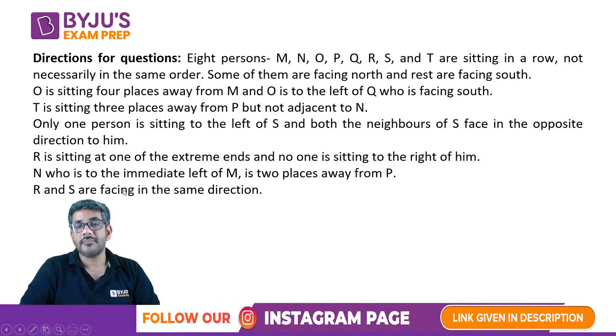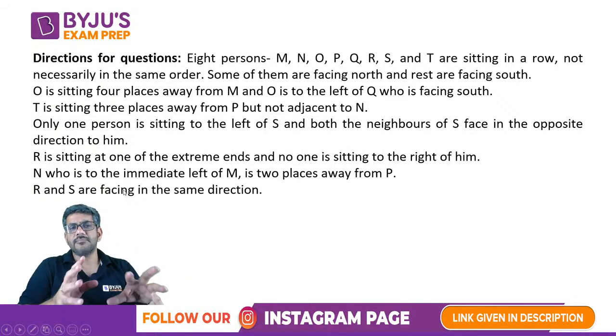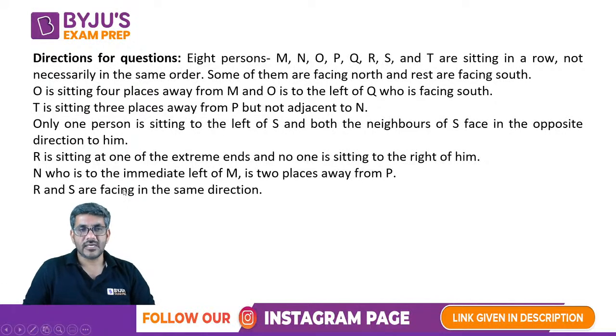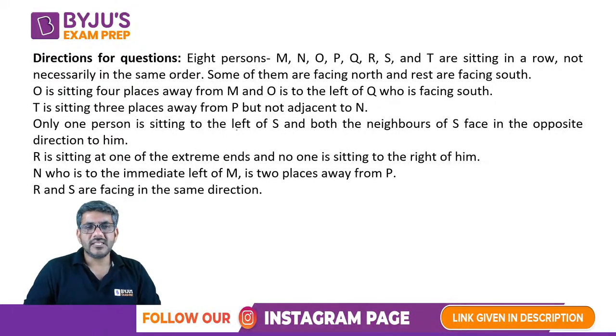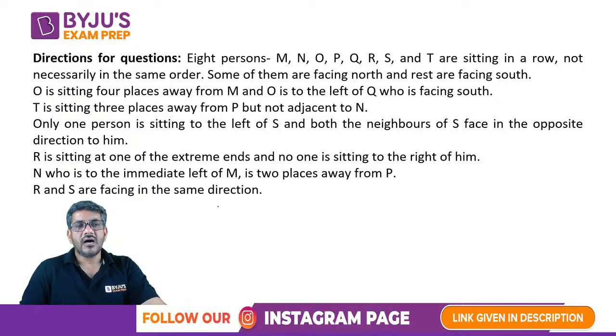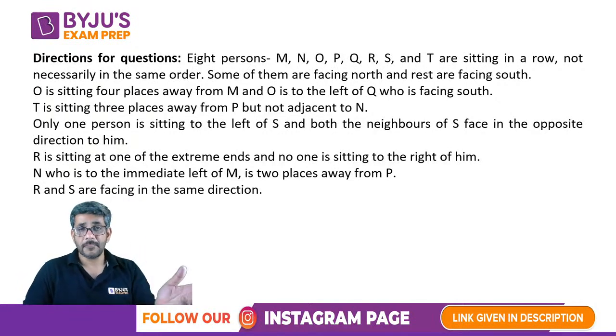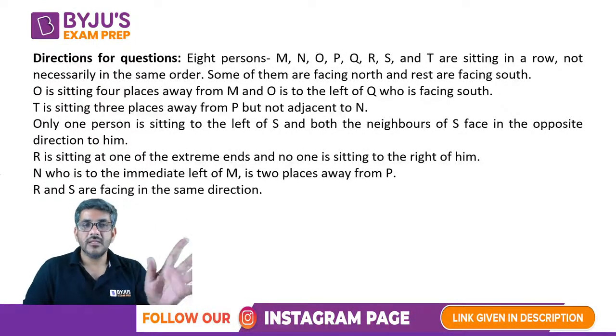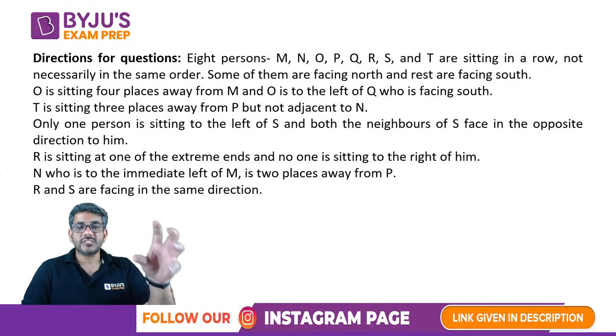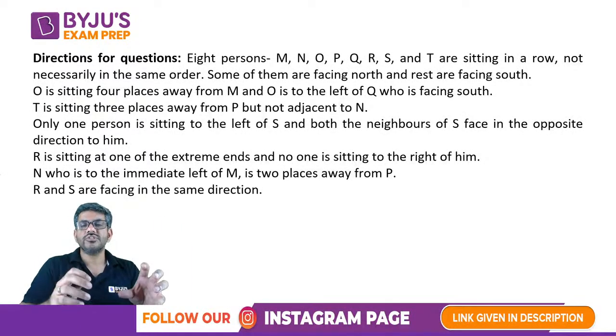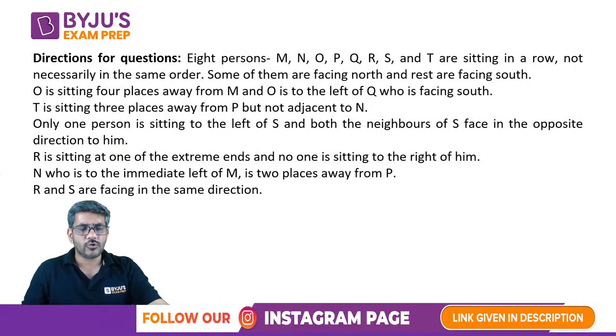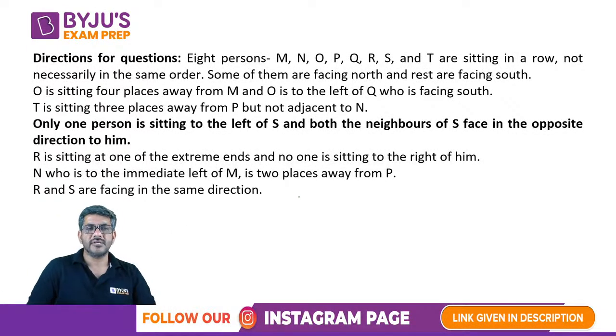That is the first requirement. Second, look at whom there is a lot of information, and you see that person's name again and again. For example, only one person is sitting to the left of S. Both the neighbors of S face in the opposite direction to him. R and S are facing in the same direction. I found this information about S. There is some information about M, and some information about O. So start with the information which gives you the minimum number of cases, or which is the closest to them. Therefore, I'm starting with the information that only one person is sitting to the left of S.